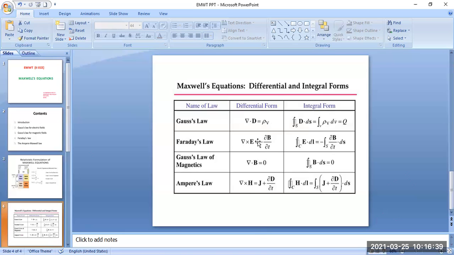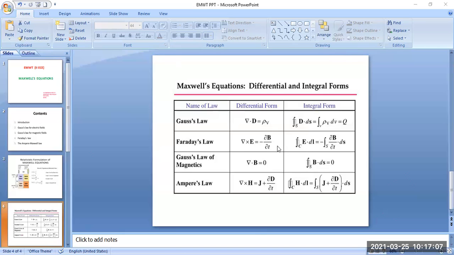Already we have discussed Stokes theorem and divergence theorem. Del cross E bar is equal to minus dou B bar by dou t. We can apply the Stokes theorem. Stokes theorem is nothing but integral L E bar dot dl bar is equal to integral S del cross E bar into dS bar. That is the Stokes theorem.